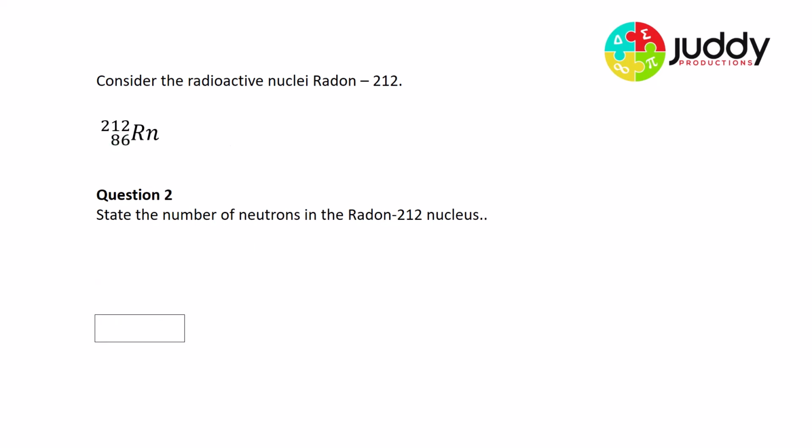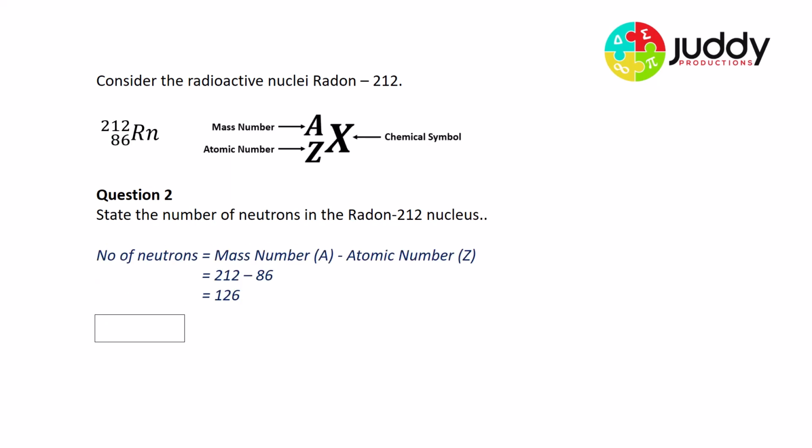Number 2, state the number of neutrons in the radon-212 nucleus. The number of neutrons is equal to the mass number A, take away the atomic number Z. So in this case, it's going to be 212, take away 86, giving us an answer of 126. And that's worth 1 mark.